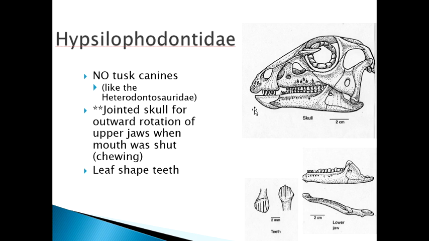And if you look at the face of this creature right here, again, you see that there is no set of tusk canines. This also had a highly jointed skull. So instead of having solid bones sutured or cemented together, they were jointed, so they had a range of motion for these things, and they could rotate and move and accommodate their whole face while they were chewing. And again, there's the classic leaf-shaped teeth for these things.